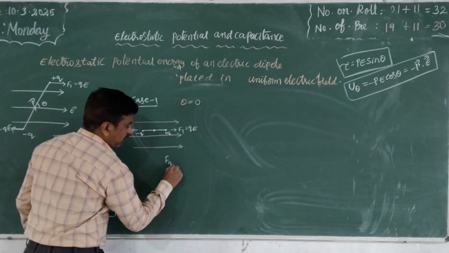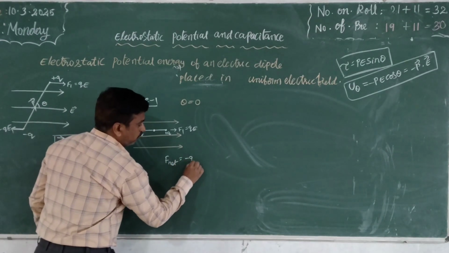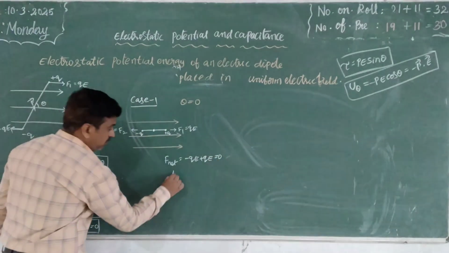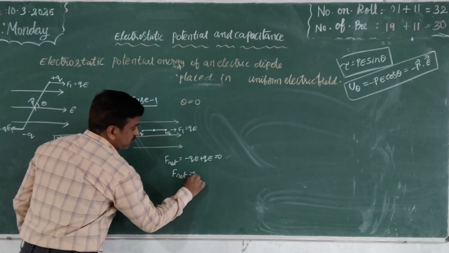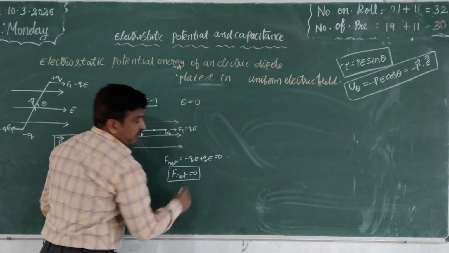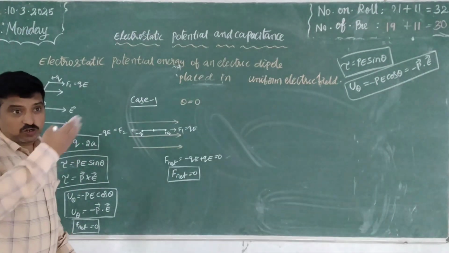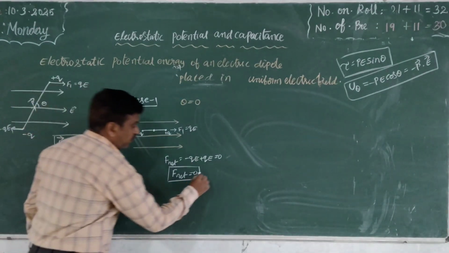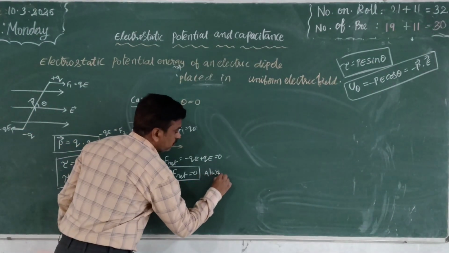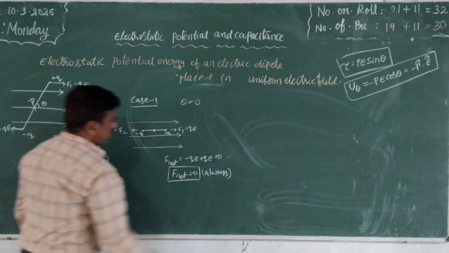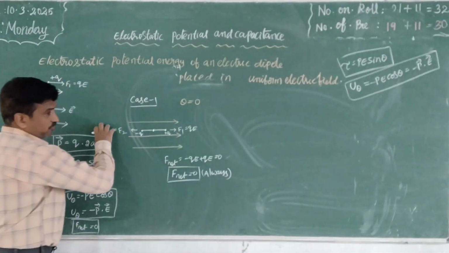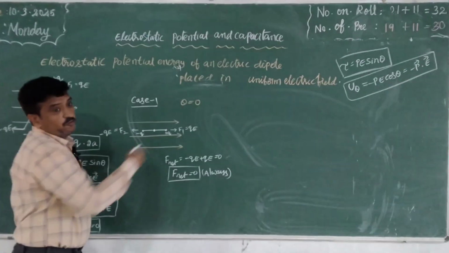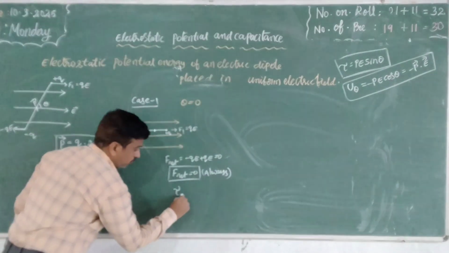What can we write now? F net equal to minus QE plus QE. So what is the F net value? 0. So F net is always 0 when an electric dipole is in an external electric field and rotating about its axis. In rotational motion, F net is always 0. Both forces act in opposite directions, but in the same line of action, so in that case torque equal to 0.